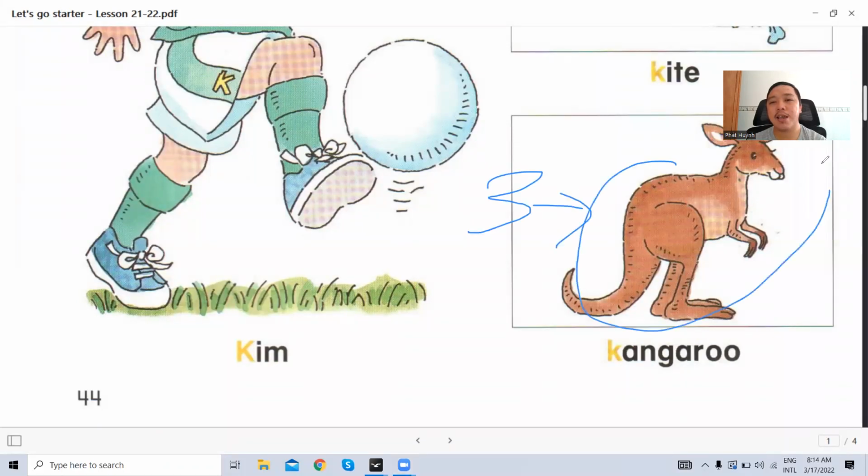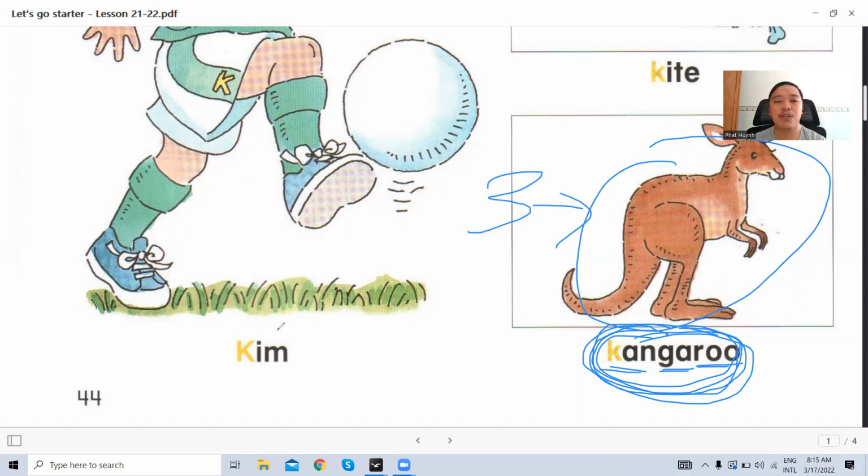Now, picture number three. What is this in English? Là gì trong tiếng Anh các bạn? That's right. Kangaroo. Kangaroo. Okay, so what is kangaroo? Vậy thì kangaroo là gì các bạn? Kangaroo là con chuột túi nhảy. Con chuột túi nhảy là kangaroo. Rồi, đọc là kangaroo. Okay.